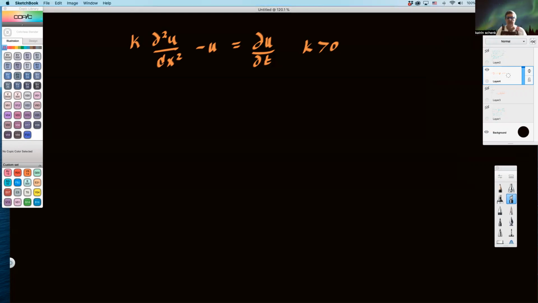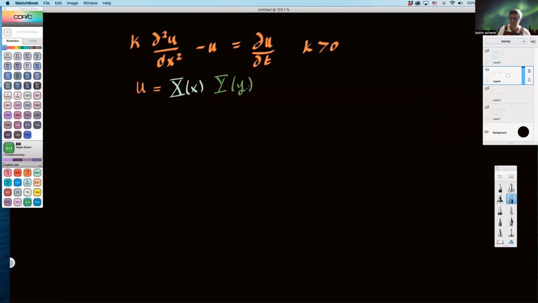Okay. All right. So let's start with the separable solution as usual, right? So we're going to have u equal X, and I'm going to color code here, X of x and T of t. Okay. And so we're going to substitute that in and just go through the algebra.